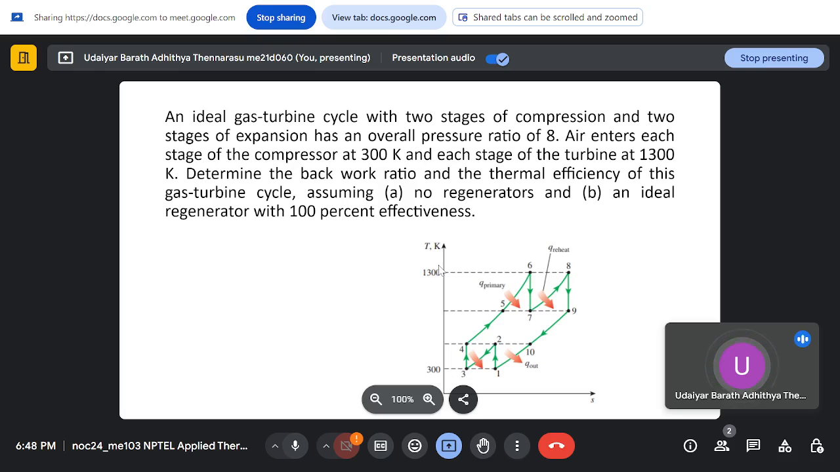So this problem is of two parts, one with regenerator and one without regenerator, and it is similar to what we solved in the previous problem. Your temperatures are the same and the pressure is also the same, but instead of having a single stage, you are having 2 stages. So we'll see what's happening within this.